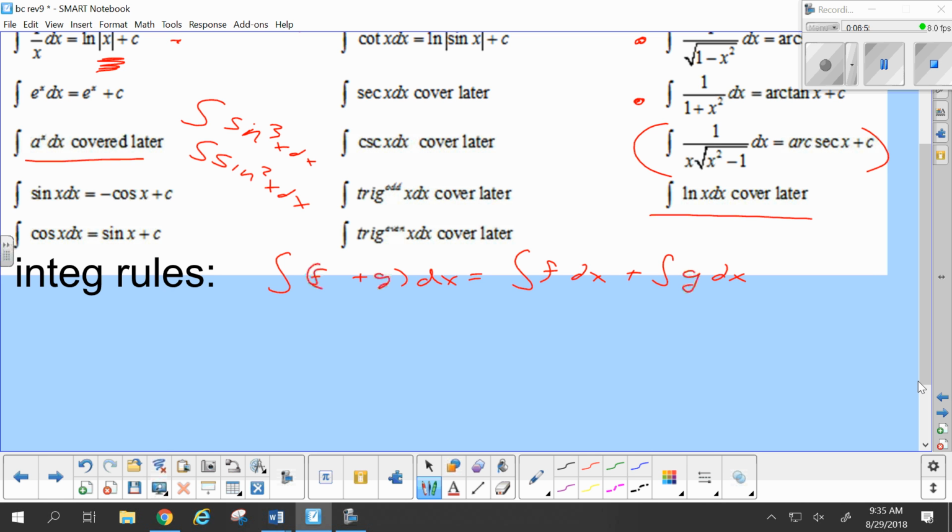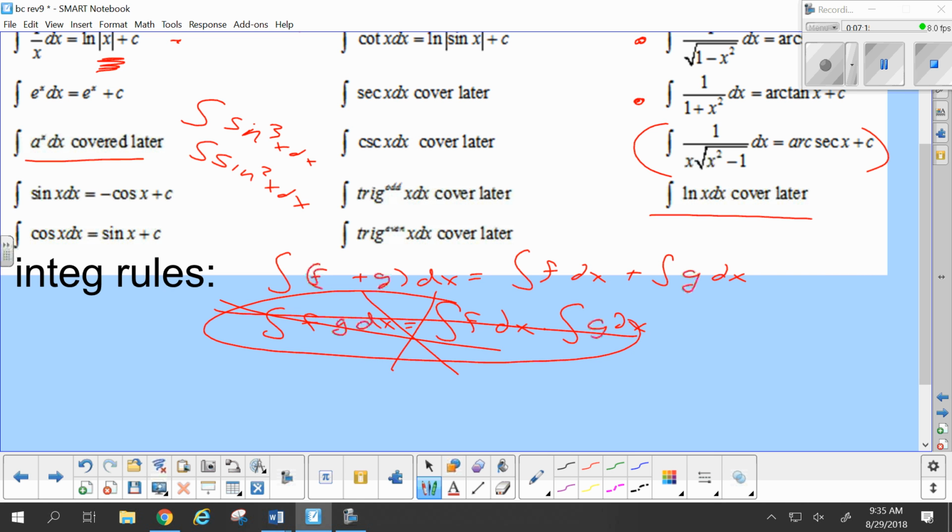Yes, that's true. It does work. What about a product? Can you split a product? Is the integral of a product equal to the product of the separate integrals? Is that a thing? That's 100% false. No. Okay? That's not a thing.